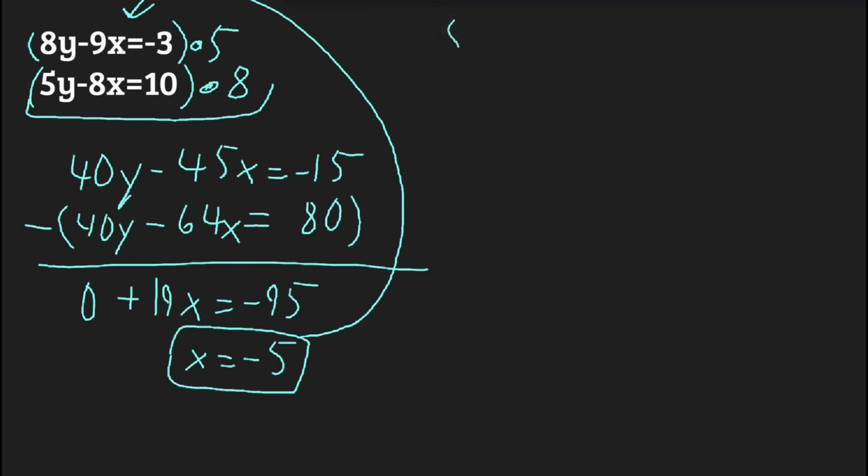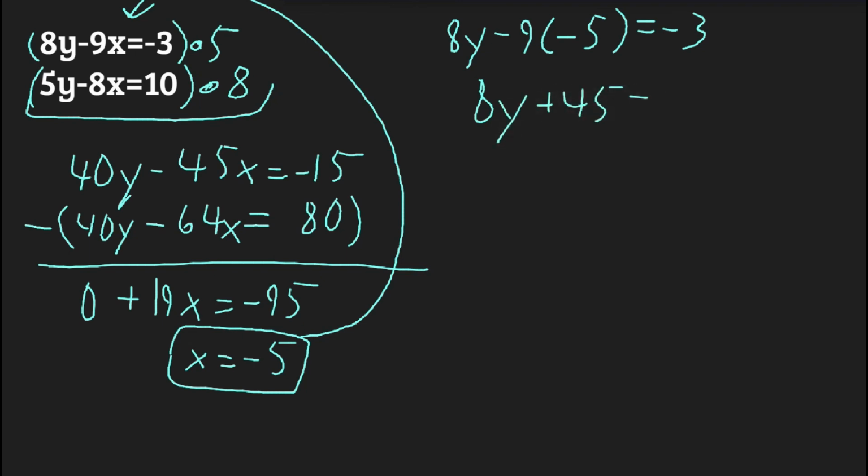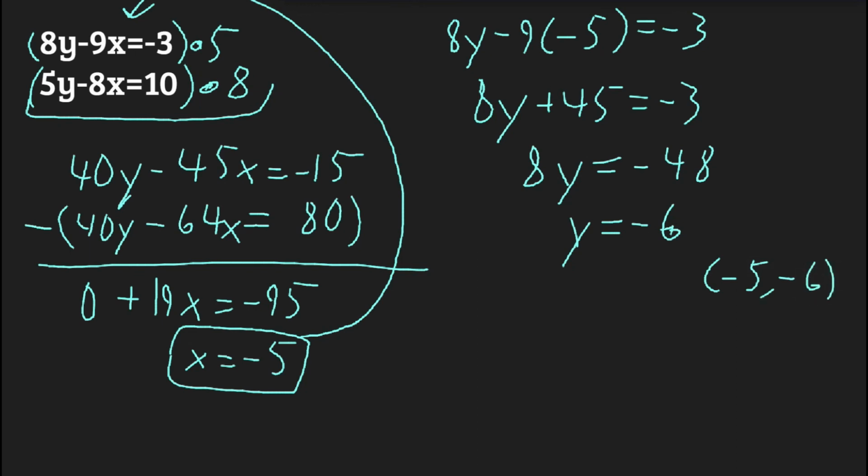So I'm going to plug that in for that first equation there, that x in front of the negative 9, and I'm going to get 8y minus 9 times negative 5 is equal to negative 3. So 8y, now negative 9 times negative 5 is going to be plus 45, and that's equal to negative 3. I'll subtract 45 from both sides here, and I'll get 8y is equal to negative 48, and then I'll just divide both sides by 8 here, and I'll get y is equal to negative 6.